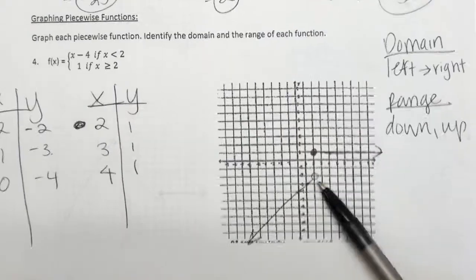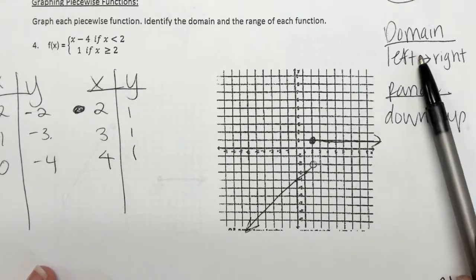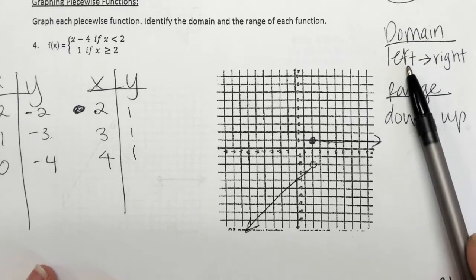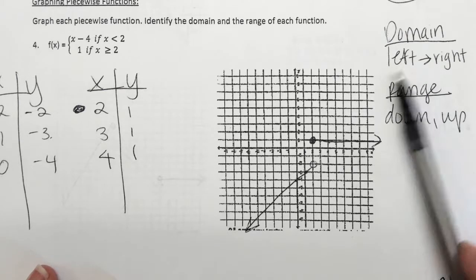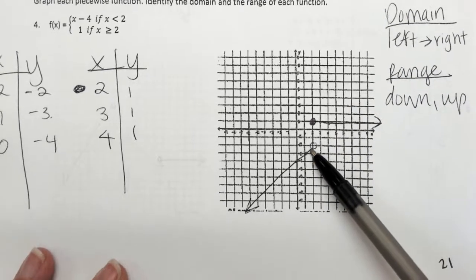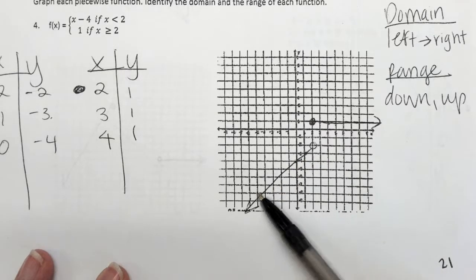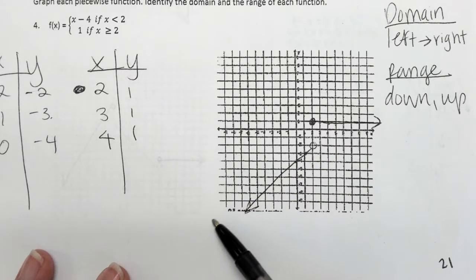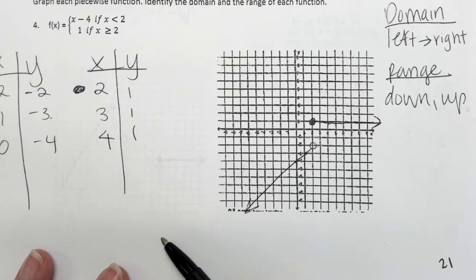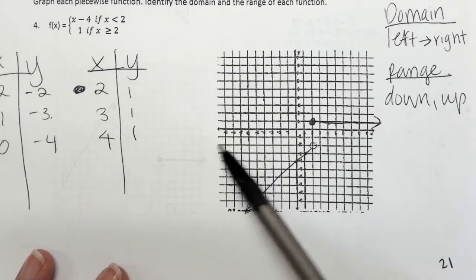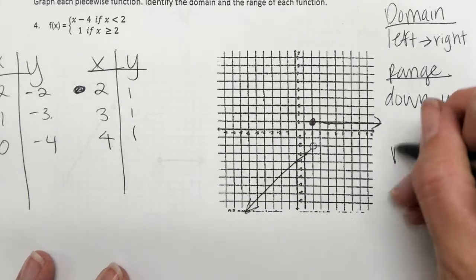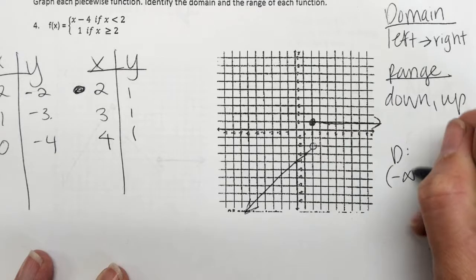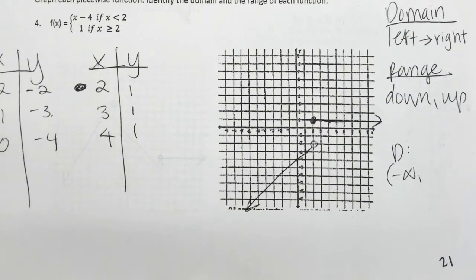But looking at this graph, we're going to start with how far left does this graph go? Negative infinity. Good, because this piece right here, isn't it going down forever, and as it's going down, it's going left forever. In which direction? Negative, so negative infinity. And remember, infinities always get parentheses, right? Because we can't ever reach it. Now, we have to make sure we're not skipping any X values.